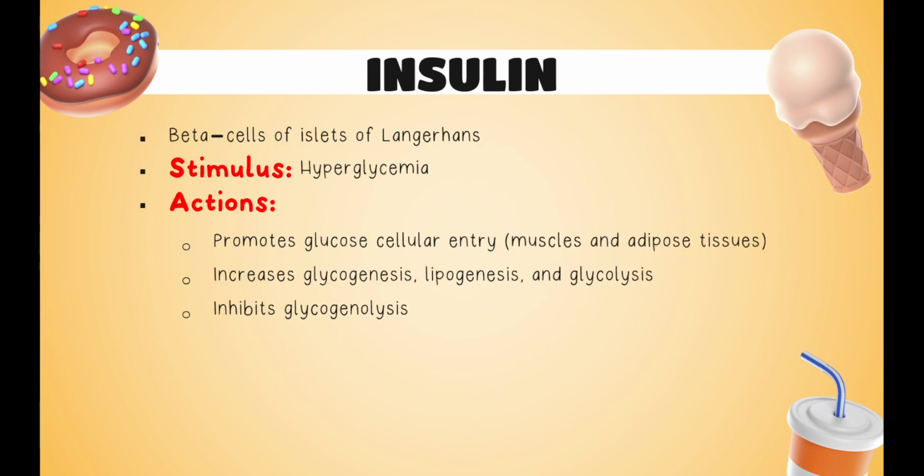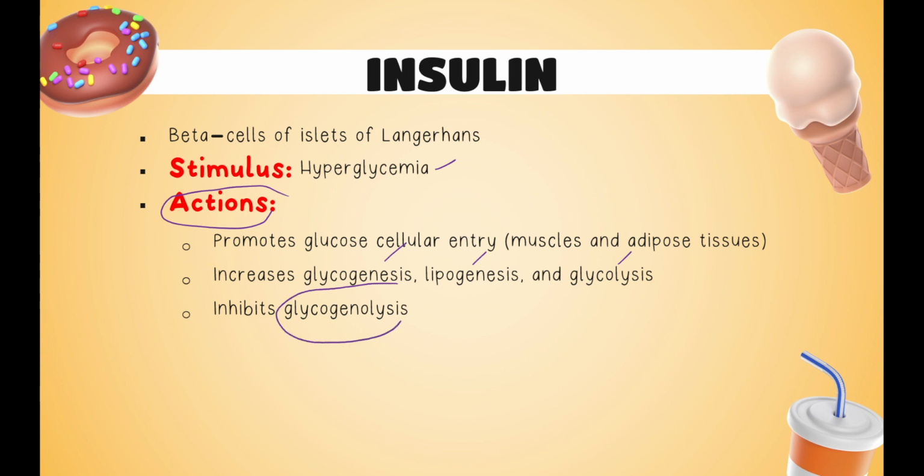Let us start with insulin. Now, insulin, as mentioned, is secreted in the beta cells of our islet of Langerhans, and what stimulates the release of your insulin would be hyperglycemia, or if there is increase in the levels of your glucose. What are the actions of your insulin? It will promote increased glucose cellular entry, especially into the muscles and adipose tissue. It will also increase your glycogenesis, your lipogenesis, and glycolysis processes so as to use up your glucose and remove glucose from your bloodstream. And insulin will inhibit your glycogenolysis na process.